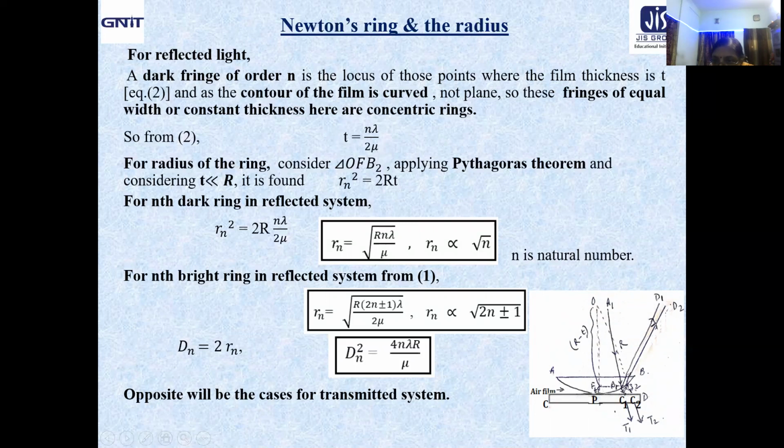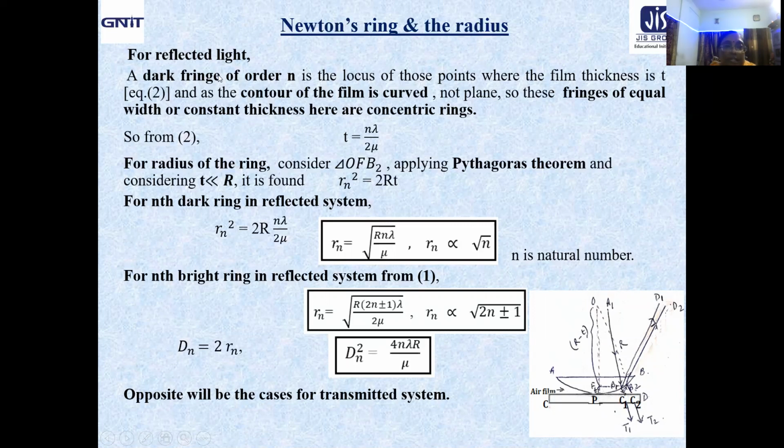Say here you are getting T thickness at B2. Similarly, at the diametrically opposite point, you will get similar thickness T at some other point. This is a two-dimensional view. If you consider three dimensions, similarly you will get some other points having the same T. Now, the locus of points of constant T will give you the concentric rings. These are fringes of equal width or constant thickness.